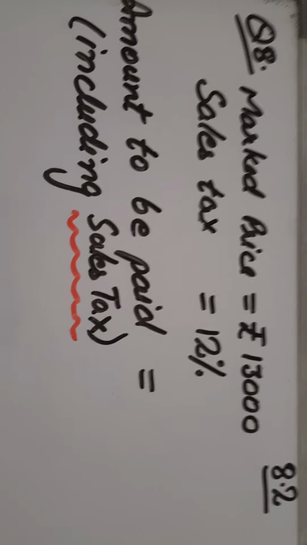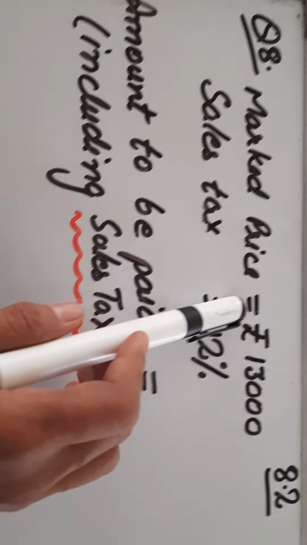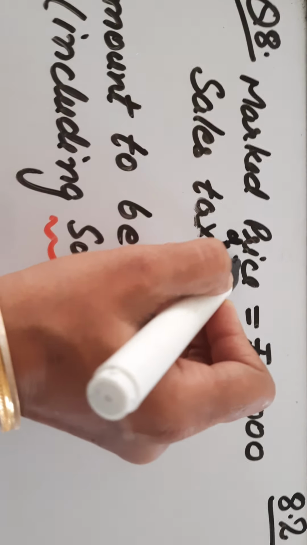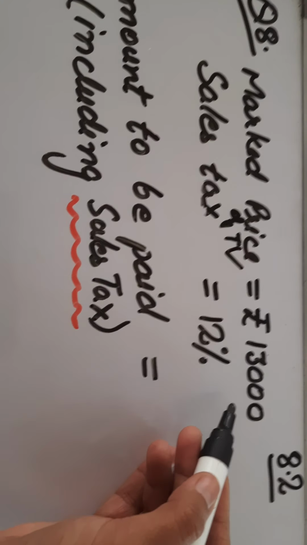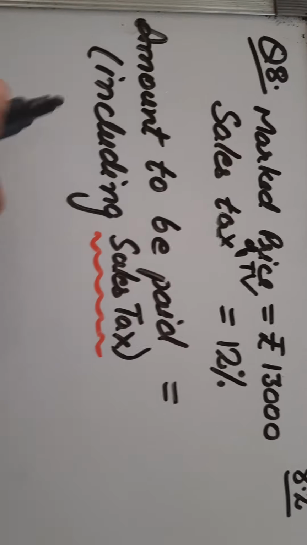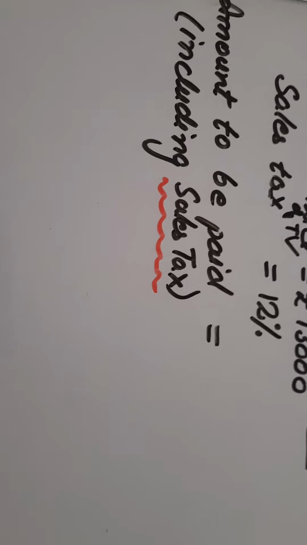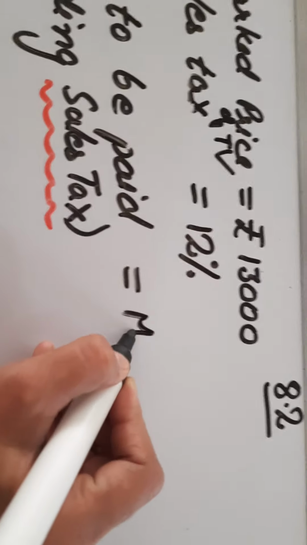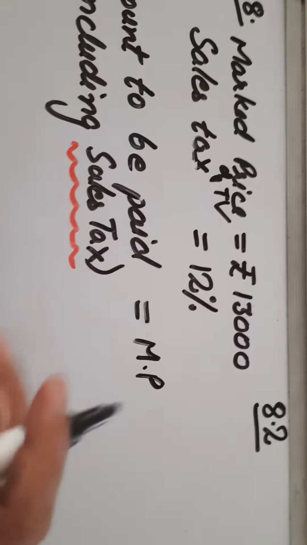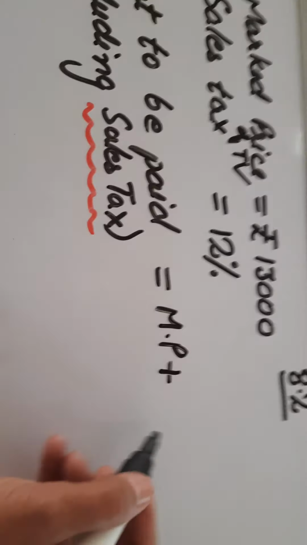Dear students, whatever they ask you, that will be our statement, whatever is given to us. Like the marked price of the TV, we'll write marked price of TV is rupees 13,000. Now we have to add that much sales tax on this. So we have to calculate the amount to be paid including the sales tax. How to calculate it? This is the marked price, MP. We have to add the tax while paying the amount. Now tax is how much?